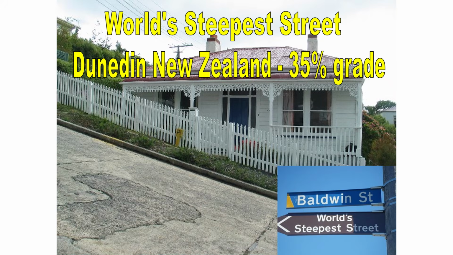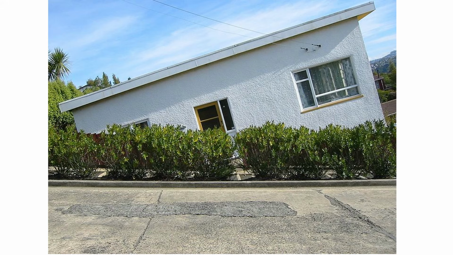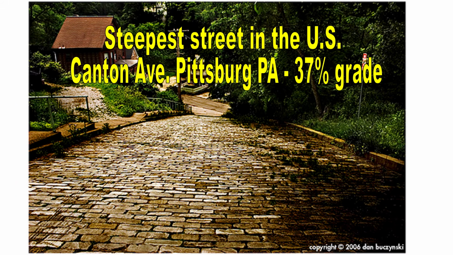The world's steepest street is in Dunedin, New Zealand. It's a 35% grade, and you can see how steep this land is. It goes up a lot for how far it is going forward. There's another picture where you turn the street sideways and you get a good perspective of how steep the land really is.